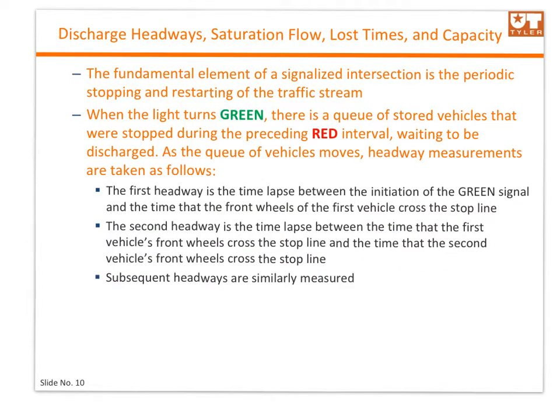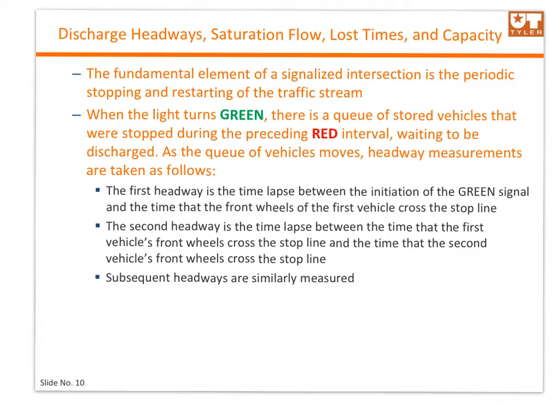So now let's move on to defining other terms that we are going to be using here in intersection signalization that we may have introduced before, and that is the discharge headways, the saturation flow, lost time, and capacity. The fundamental element here of any signalized intersection is really the periodic stopping and restarting of the traffic stream. So typically at any intersection, when the light turns green, there is a queue of stored vehicles that were stopped during the preceding red interval, and those will be waiting to be discharged.